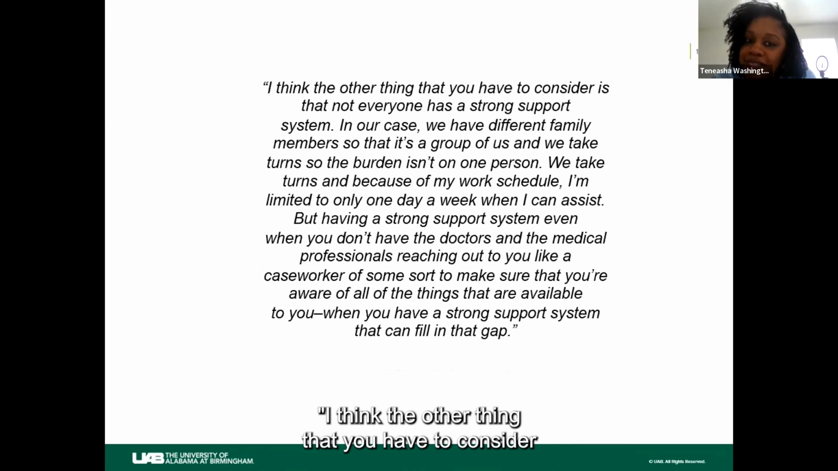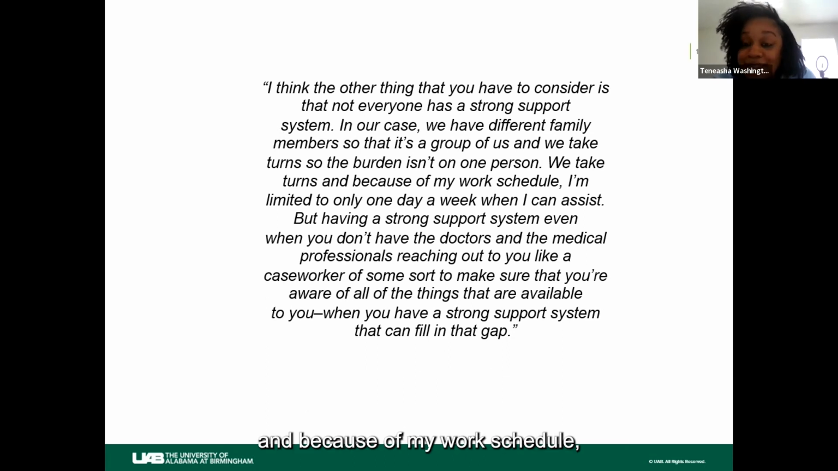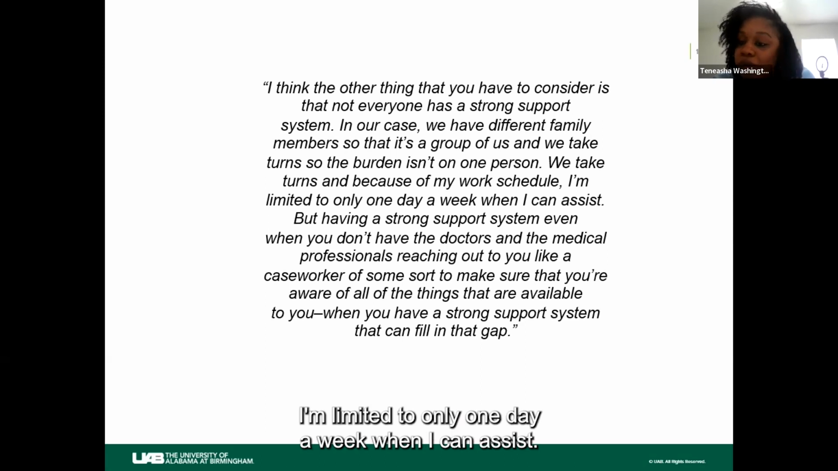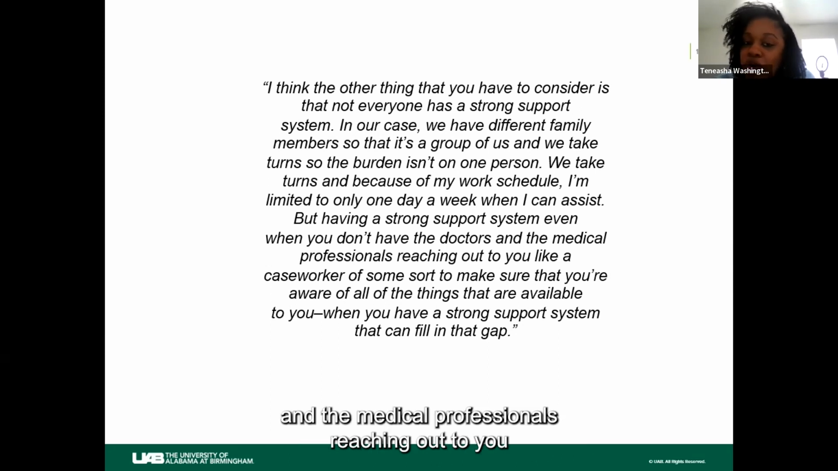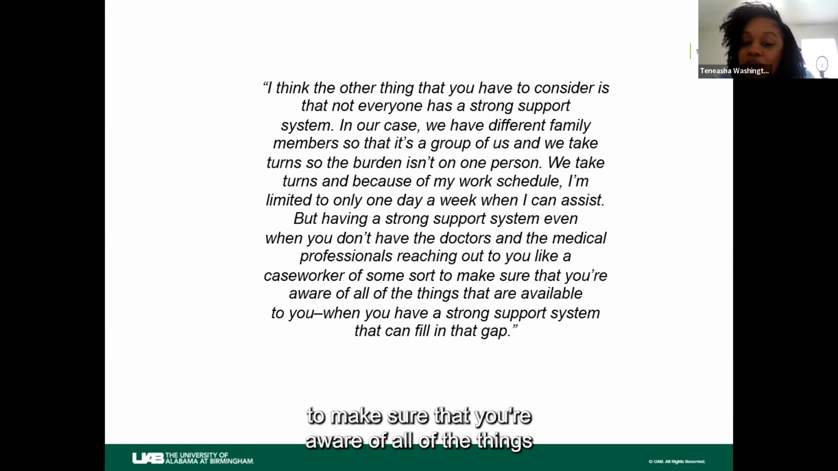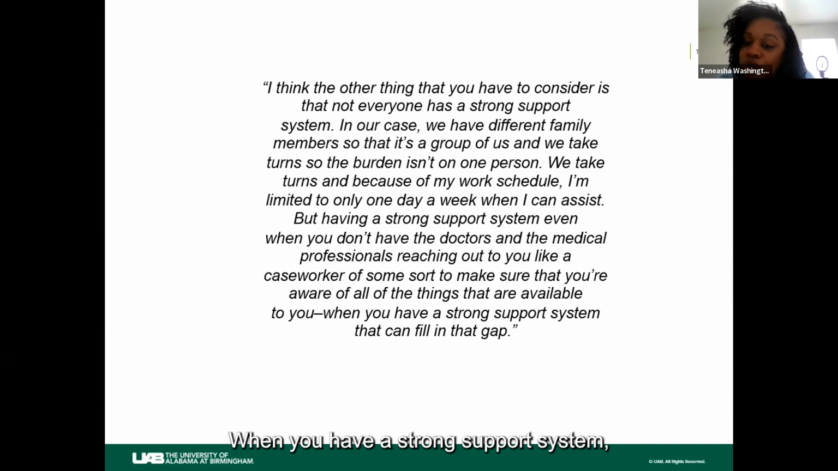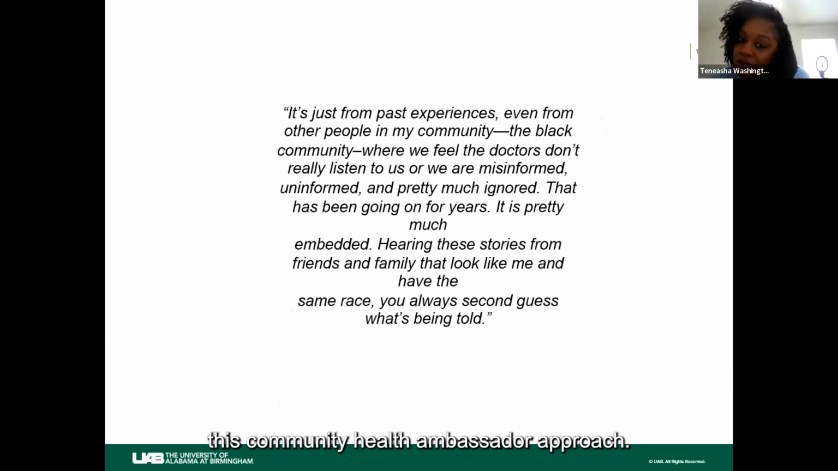I think the other thing that you have to consider is that not everyone has a strong support system. In our case, we have different family members, so that it's a group of us and we take turns. So the burden isn't on one person. Because of my work schedule, I'm limited to only one day a week when I can assist. But having a strong support system, even when you don't have the doctors and the medical professionals reaching out to you like a caseworker of some sort, to make sure that you're aware of all of the things that are available to you, when you have a strong support system that can fill in that gap. This individual was talking about this idea of a strong support system, which I will bring up more when I talk about this community health ambassador approach.